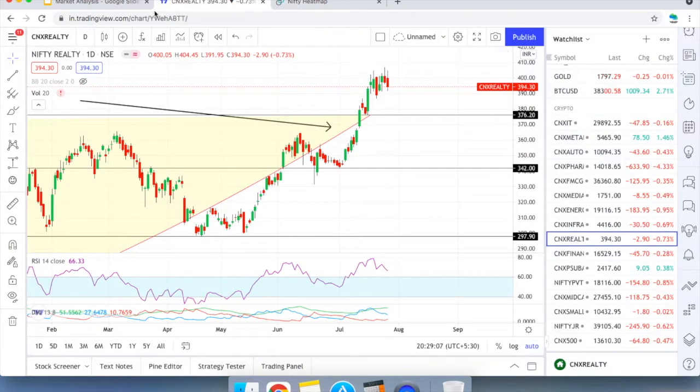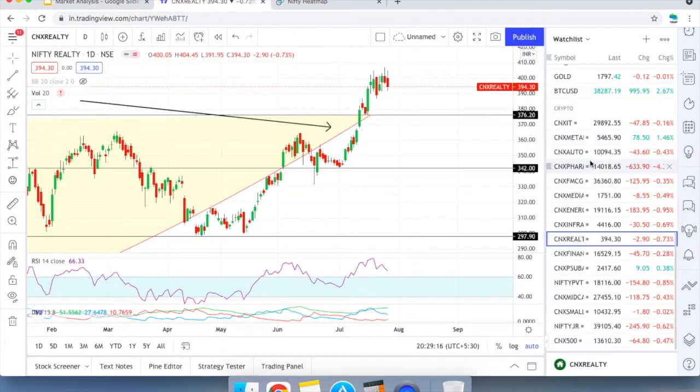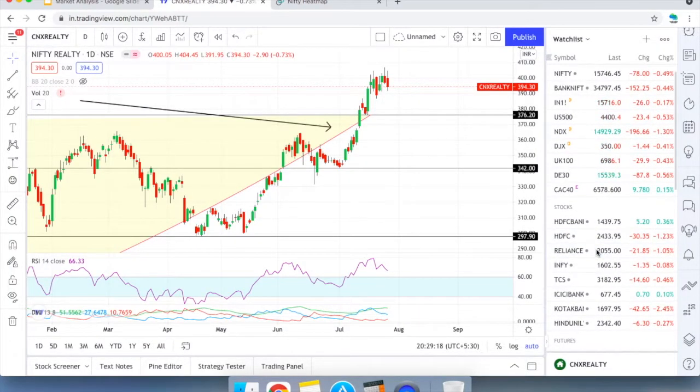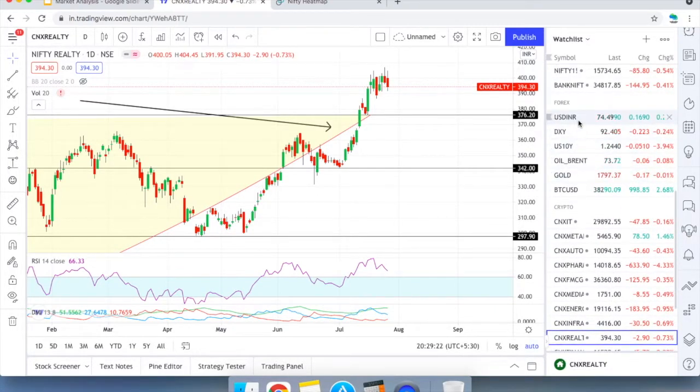Realty also is bullish, you can say, right? Along with IT, metal, and FMCG, right? So that is how the sectors are there. Let's look at the USDINR. How is the rupee performing, the currency performing, right?